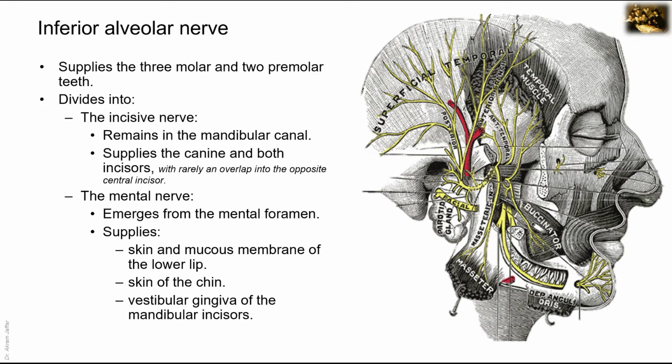So this is the incisive nerve. And then we have the mental nerve that passes through the mental foramen together with the mental vessels. The mental nerve not only supplies the skin over the lower lip and the chin, but also supplies the mucous membrane of the lower lip, and in addition to that, it supplies the vestibular gingiva of the mandibular incisors. Remember that the vestibular gingiva posterior to that is supplied by the long buccal nerve.